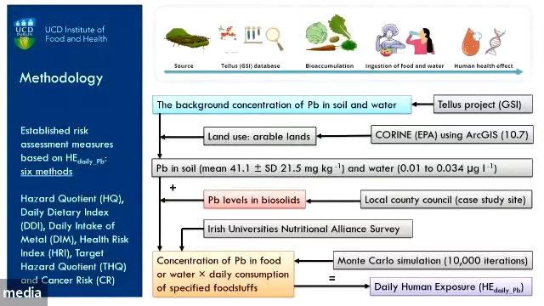The consumption of these food products was taken from the Irish Universities Nutrition Alliance National Adult Nutrition Survey, and multiplying this daily consumption by the concentration of Pb in food gives us the daily human exposure to lead. A Monte Carlo simulation approach was used for this probabilistic model, and the mean human exposure was then compared with the hazard quotient, daily dietary index, daily intake of metal, health risk index, target hazard quotient, and cancer risk.